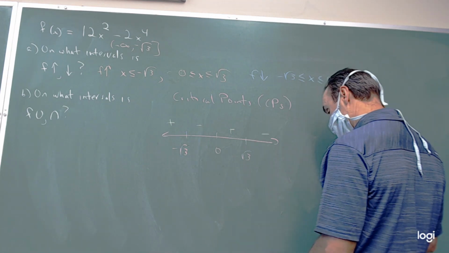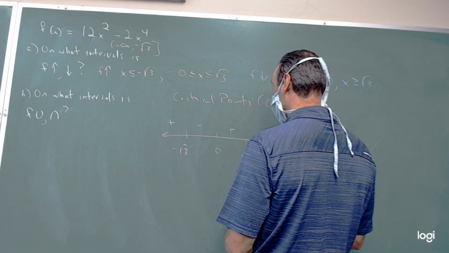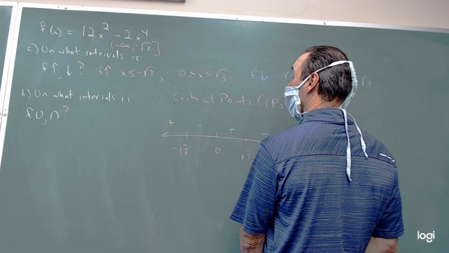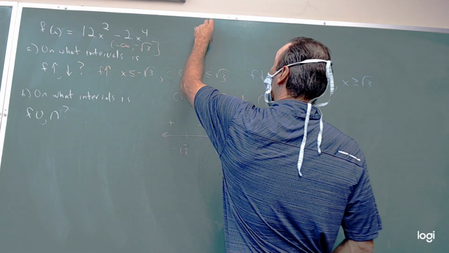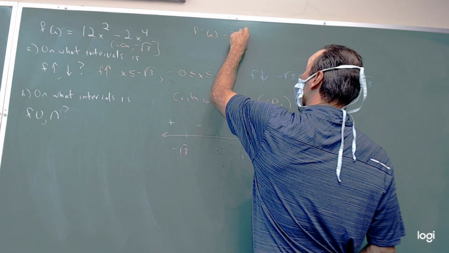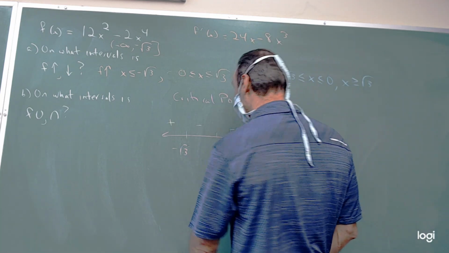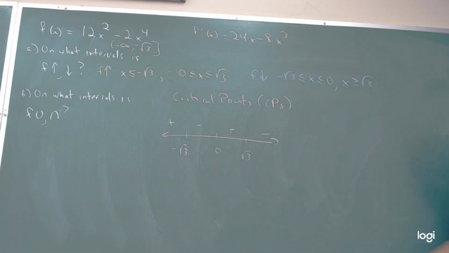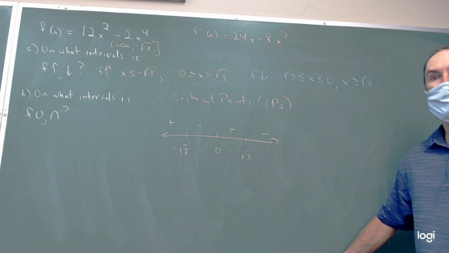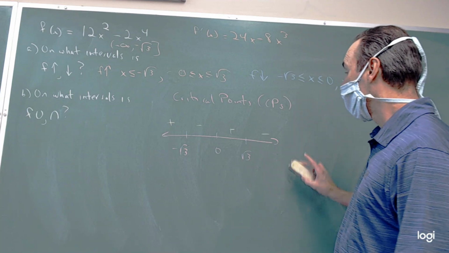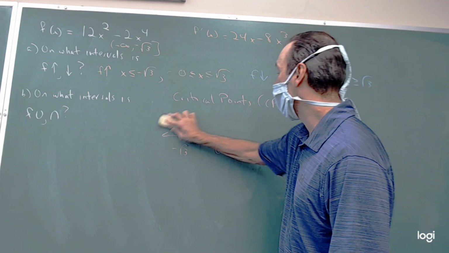I'm going to reconstitute my derivative here. I don't remember what color I had it in. Oh well. F prime of x we said was 24x minus 8x to the third. I'm going to have to build on that here shortly. Okay. Questions so far? So we move on now to the concavity questions.